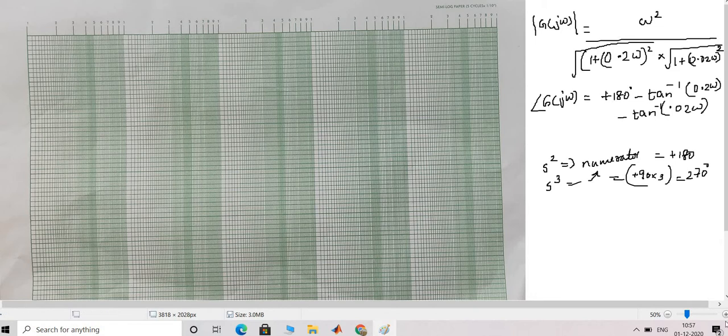So corresponding to corner frequencies, omega c1 is equal to 1 divided by 0.2, that will be equal to 5 radian per second. Now omega c2 is equal to 1 divided by 0.02, that is equal to 50 radian per second.